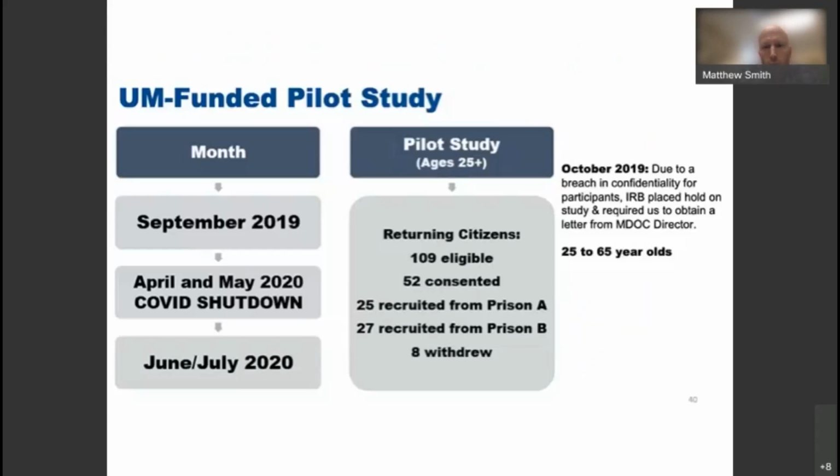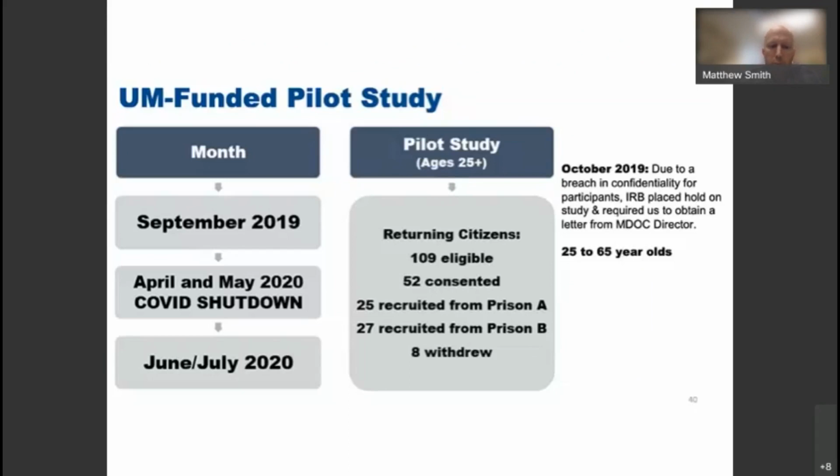And so concurrent with our NIJ-funded RCT, we actually conducted an internally funded pilot study focusing on returning citizens who were older than the NIJ study, who were 25 years and older, where we were able to successfully recruit about 10 to 12 participants per month.